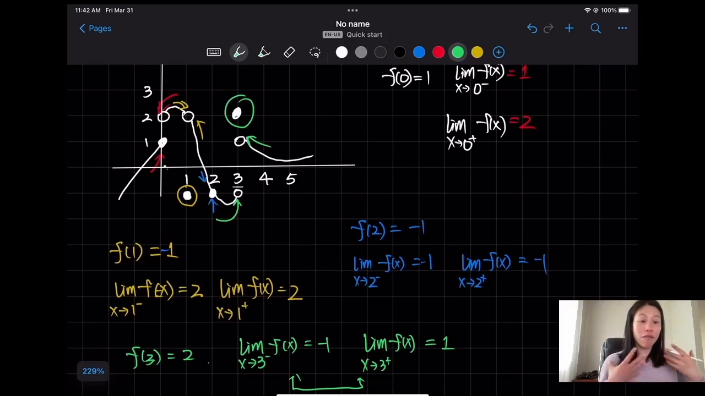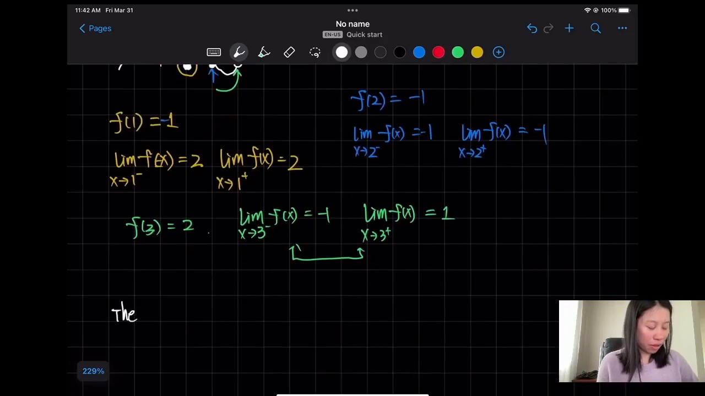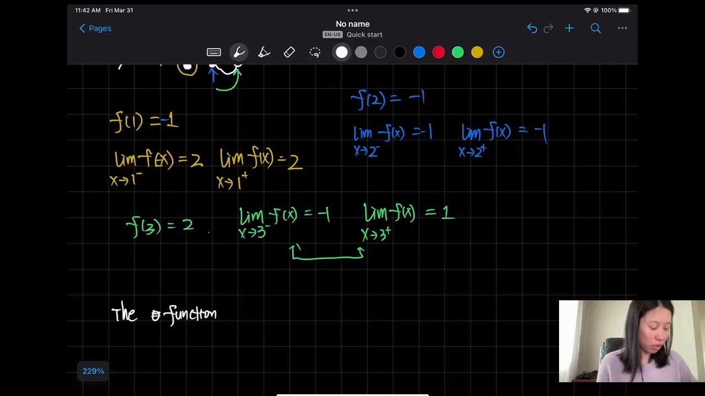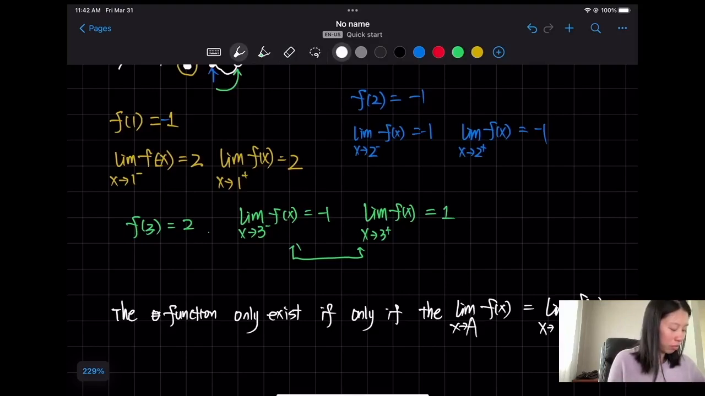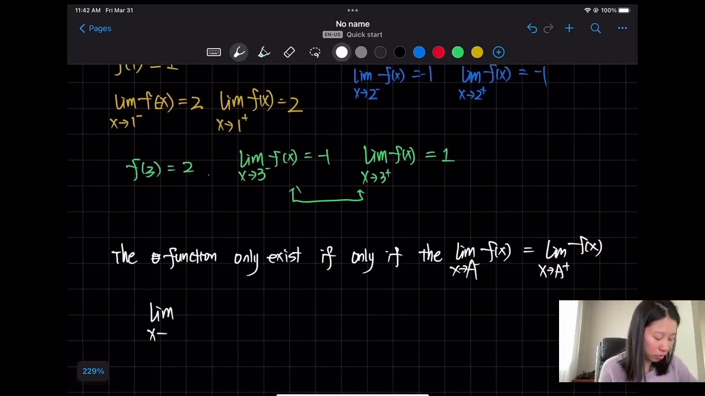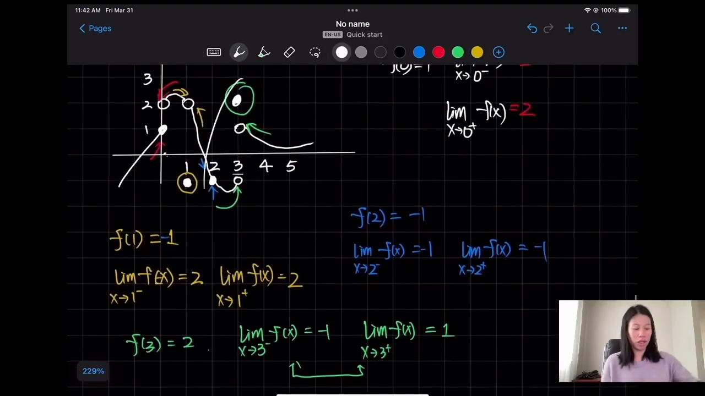So when we determine a limit of a function, why do we need to know the left side and the right side? The limit only exists if the left side limit equals the right side limit. In that case, we will say the limit exists. Otherwise, it won't exist if they go in two different directions, like what we have in here.